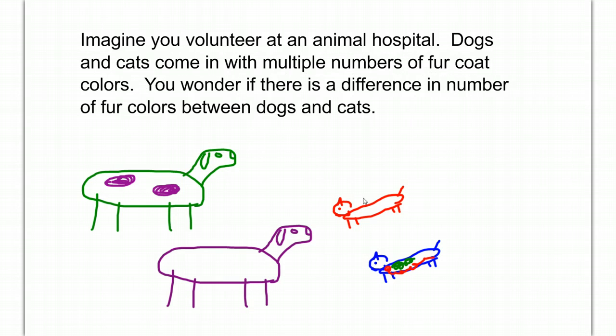So this dog and this cat have one color. It doesn't matter what color it is, they are one color. And this dog here is two colors, and this cat here is three colors. You want to know if there's a difference in the number of fur colors between dogs and cats. So is it dogs have mostly one color, cats have mostly two colors, or something crazy like that. You want to know if there's a difference.